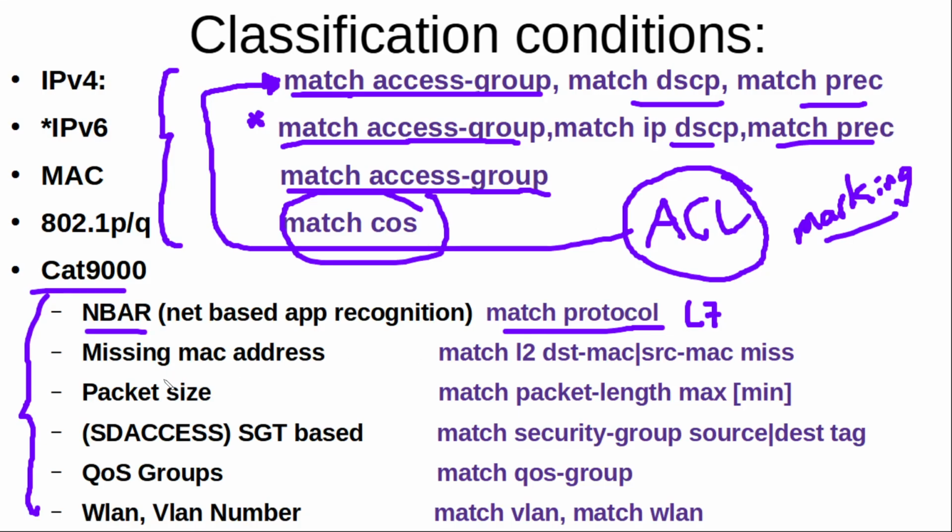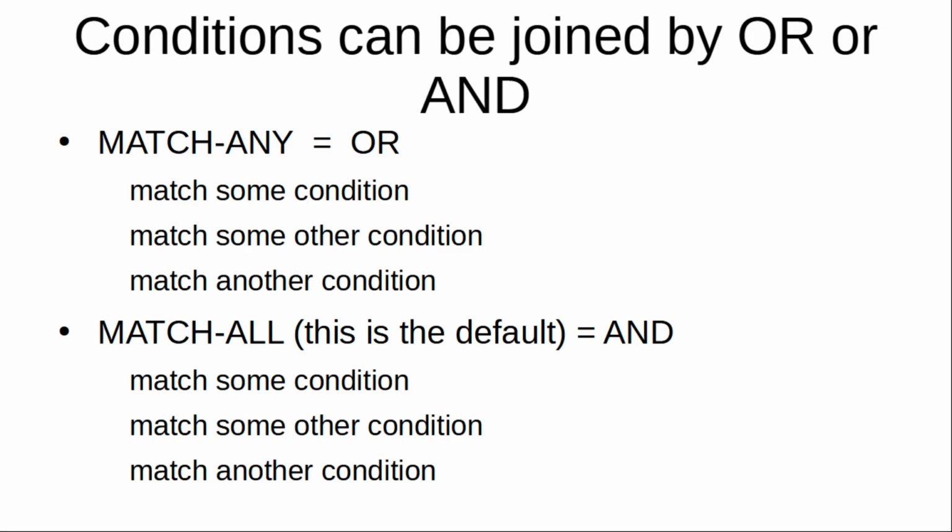I can detect missing MAC addresses in the MAC address table. I can detect packet sizes, scalable group tags, quality of service groups, wireless LAN numbers, VLAN numbers, for instance, in Catalyst 9000s. So if I want to have a more complex condition, I can have combinations of these matches. I can add or put together several conditions in such a way that I can have a more complex evaluation.